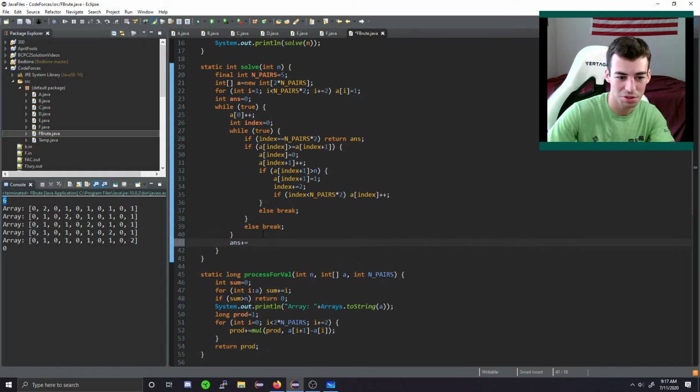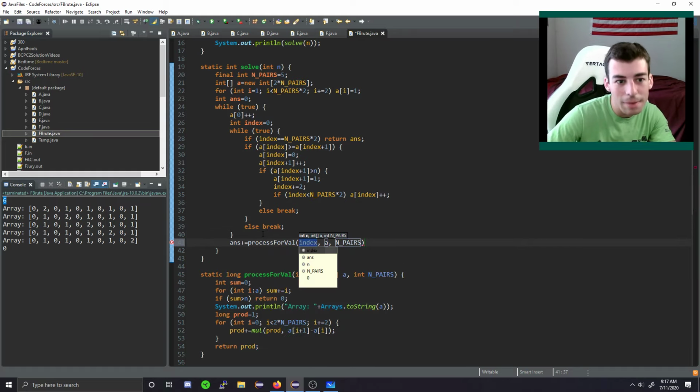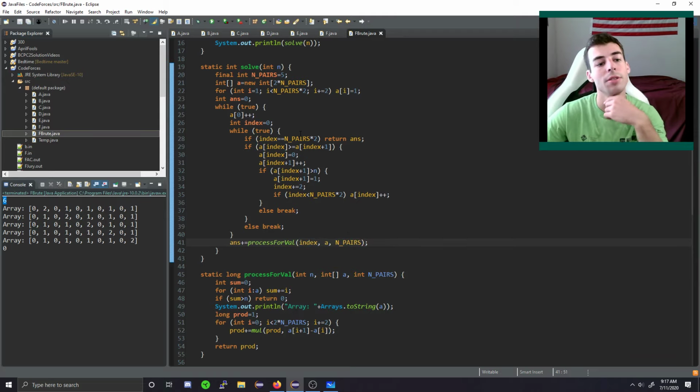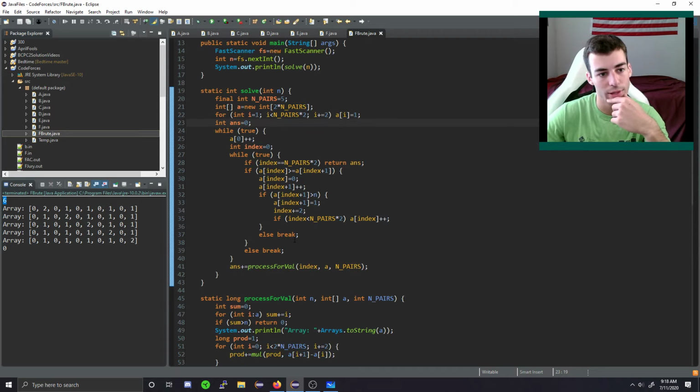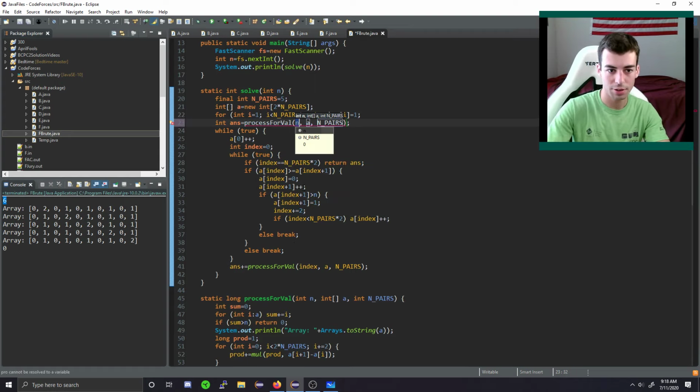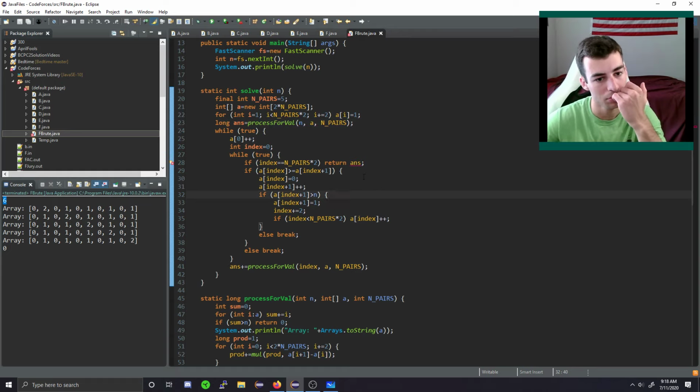Ans plus equals this index, this array, this number of pairs. Okay, I see. And then what else? Ans equals process for value, that n, that array, these pairs. And then it just needs to be a long. Should also be long.